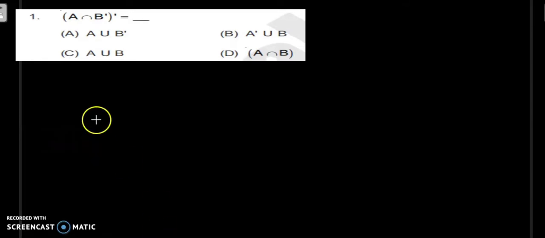Question number one is asked from sets. For this they use De Morgan's theorem. They ask for (A intersection B dash) whole dash. So first I will use the theorem.